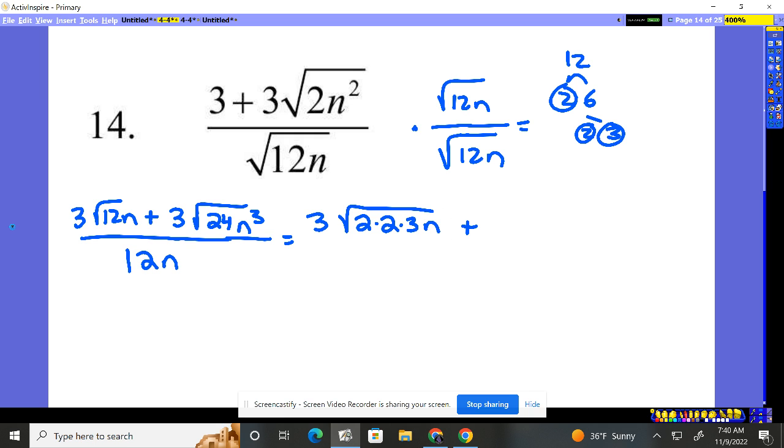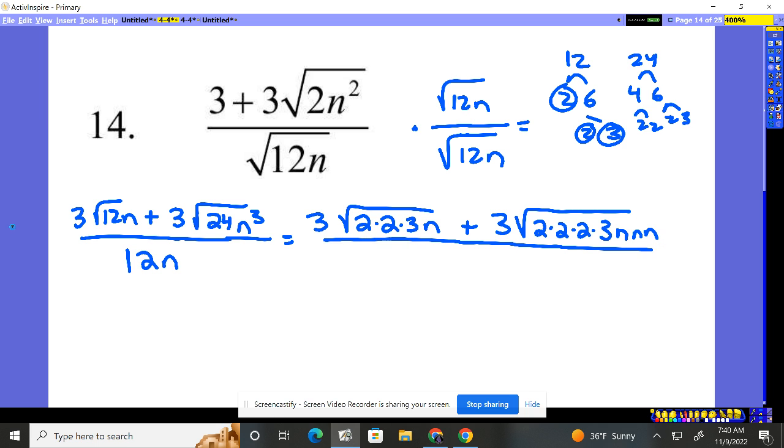Okay, what do we have here with this guy? 24. Okay, 24 is going to be 4 times 6, a 2 and a 2, a 2 and a 3. So I'm going to have a 2, a 2, a 2, and a 3. And then look at that, n. And all of it over a 12n. All right, so let's see who comes out. Well, this 2 is going to come out, right? And that's it. Over here, I have a 2 that's going to come out and some n's.